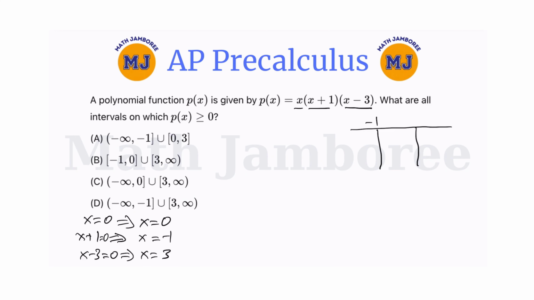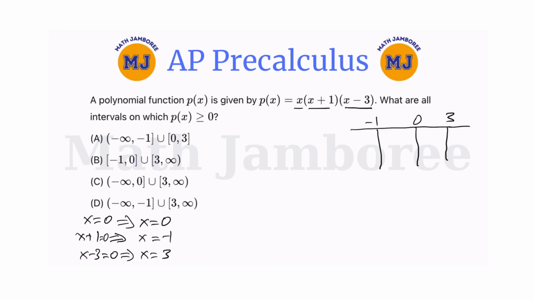Starting in order, negative 1 comes first, then 0, and we also have positive 3. These roots divide the number line into 4 different regions, and we will try to determine within these regions where this polynomial is positive. To do that, we're going to use some test points.